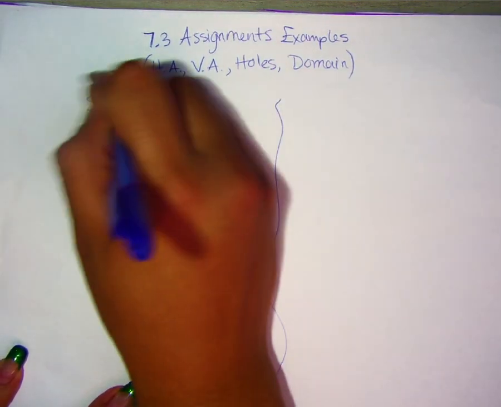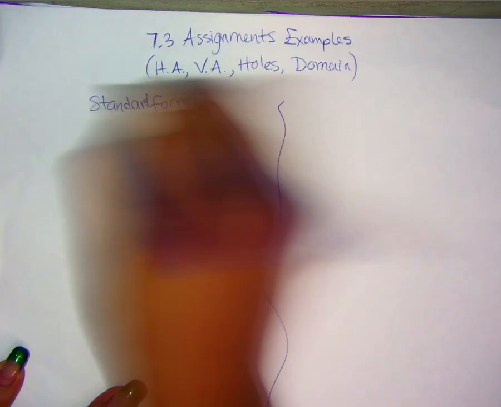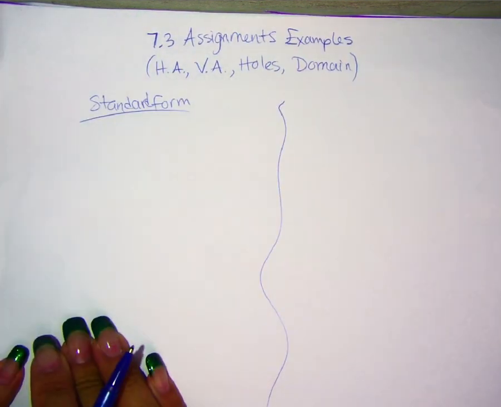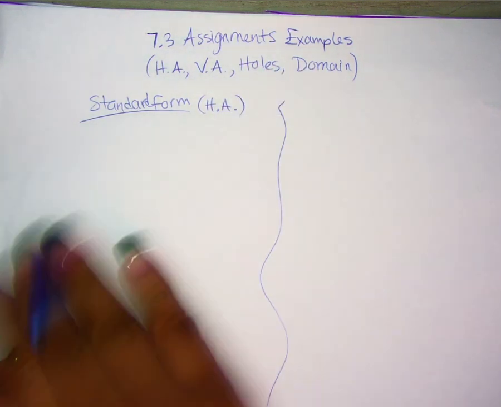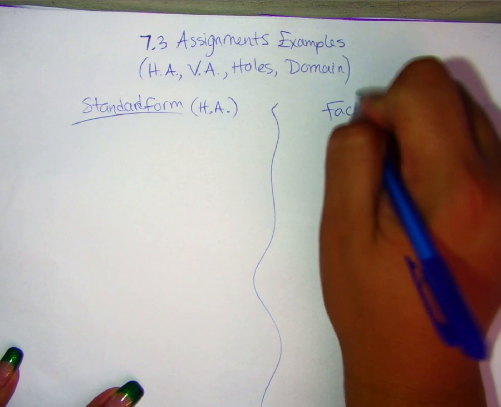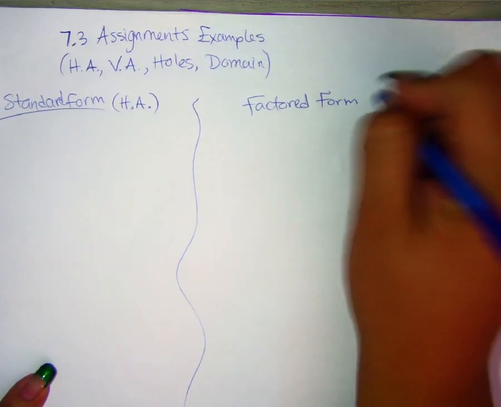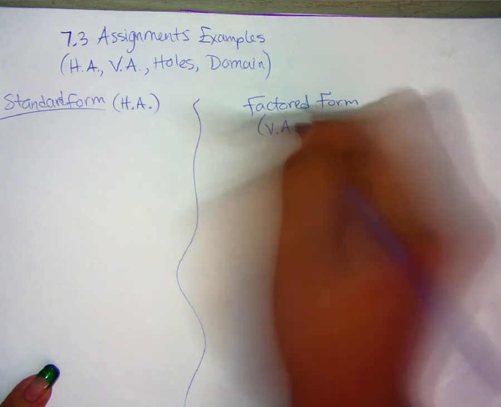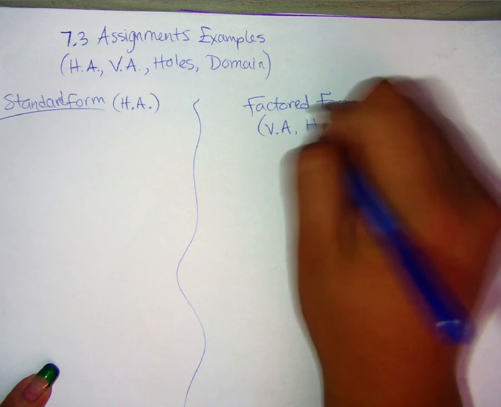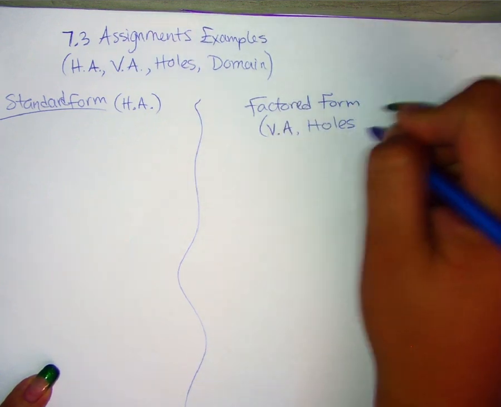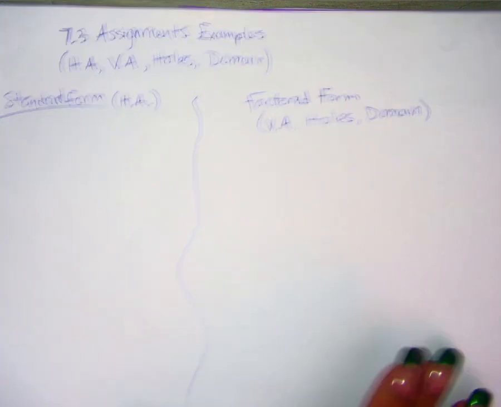One thing I want to point out is that you're going to have two scenarios. You're going to have the standard form equations, and whenever you have standard form, it helps you find the HA just by looking at it. When you have factored form, it helps you find the VA. So horizontal asymptote for standard and vertical asymptote for factored form, and the holes. With these two, we can also identify the domain. So that's one of the main differences.